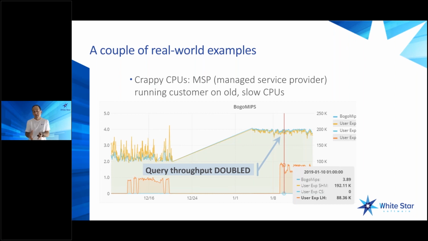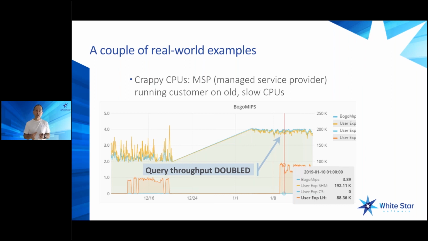To give you an idea, a modern CPU today has a value of 8. A Xeon Gold is going to be a 7 or 8, and even some of the more value CPUs today will be in the 6 range. And here's this customer and his managed service provider, who's supposed to be giving them the latest technology so that they don't have to buy their own hardware, giving them this crappy CPU with a BOGO MIPS of 2 and a user experience shared memory value of just around 100,000 or so.